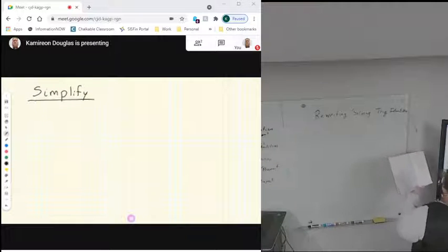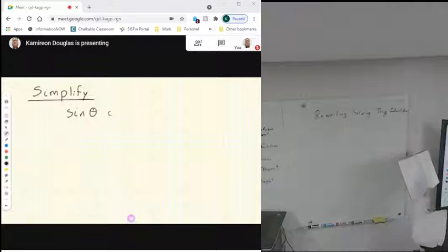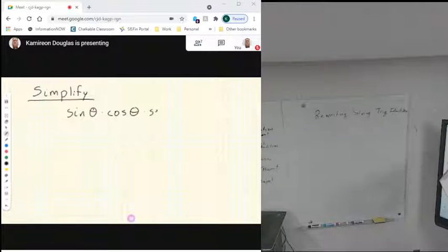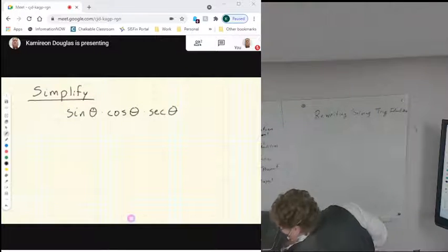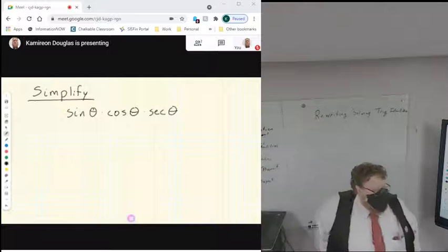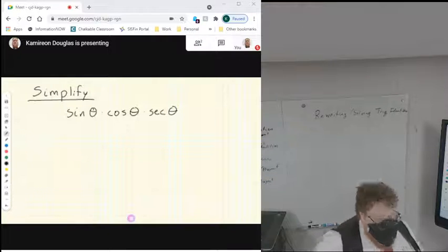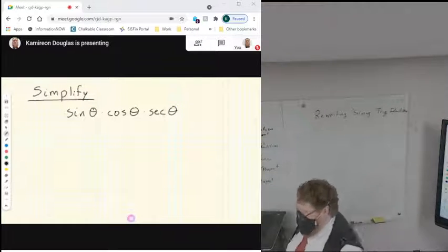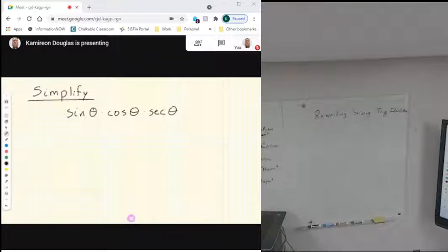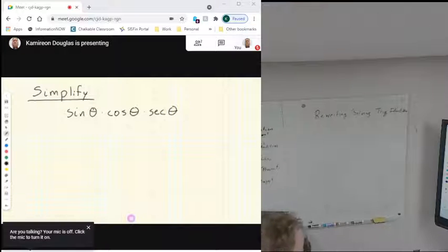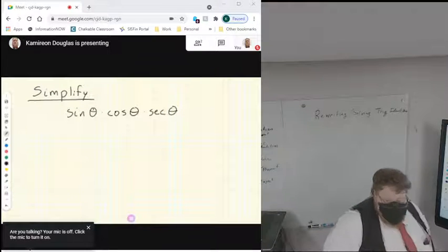We have a trig function listed as sine of theta times cosine of theta times secant of theta. And we're told to simplify. Now, I'd like to remind you guys about something from algebra. The definition of simplify. Simplify means to reduce in complexity. This means to reduce the number of things being added, subtracted, multiplied, or divided, or to reduce the different kinds of things. So in this case, I had three different trig functions.